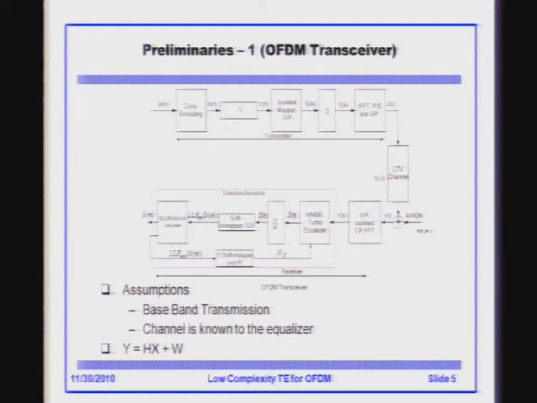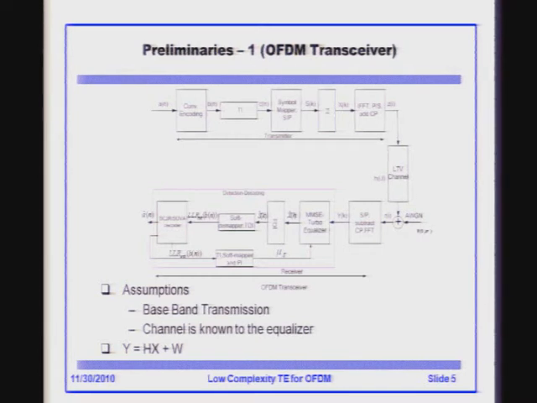Now, in our presentation, we assume a baseband transmission. There is no carrier frequency. We are not talking about carrier because it is not all that important when we talk about the equalizer. We are assuming baseband transmission, and we assume for now that the channel is known. You need a channel estimator block to find out the channel values, but that is another topic altogether.